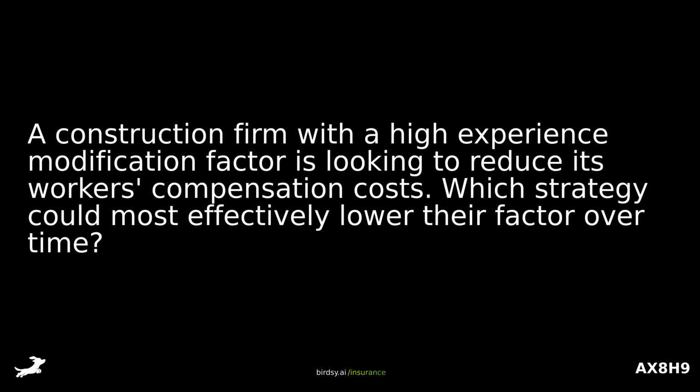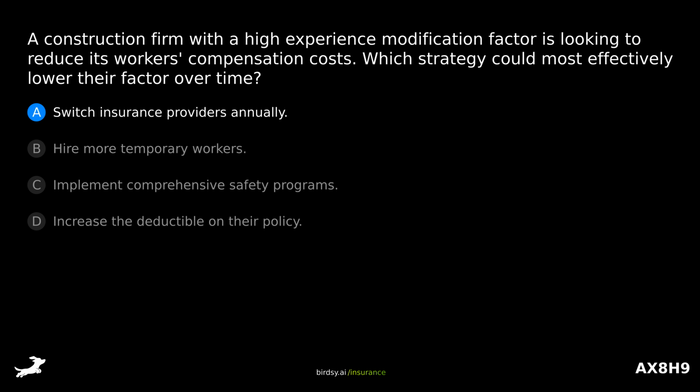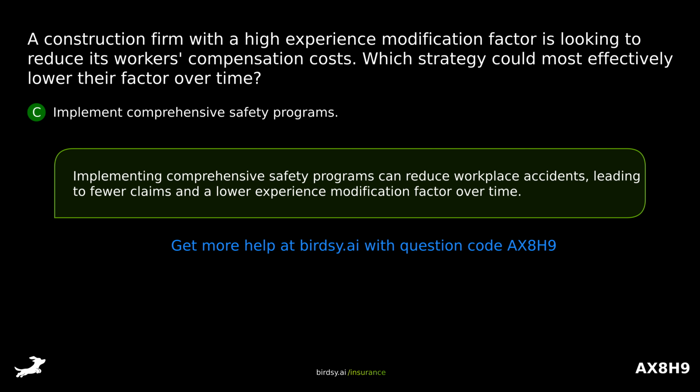Which strategy could most effectively lower their factor over time? Is it A. Switch insurance providers annually? B. Hire more temporary workers? C. Implement comprehensive safety programs? Or D. Increase the deductible on their policy? The answer is C. Implement comprehensive safety programs. Implementing comprehensive safety programs can reduce workplace accidents, leading to fewer claims and a lower experience modification factor over time.